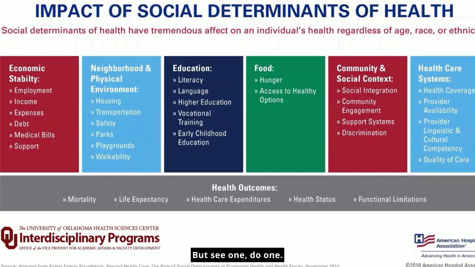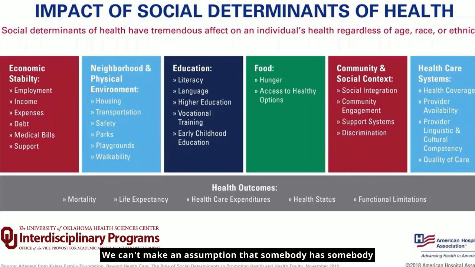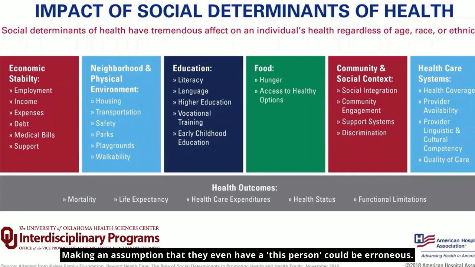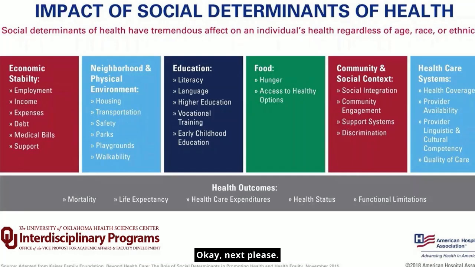But we're, see one, do one, there you go. And depending on what that community network is, what that provides, their social support is, that may really be a problem. And then the system. So healthcare system, do they even have a provider? And these are all things we look for and assess for today. We can't make an assumption that somebody has somebody who is going to continue to follow them. When we say, do this, follow up with this, call this person, making an assumption that they even have this person could be erroneous. Okay, next, please.